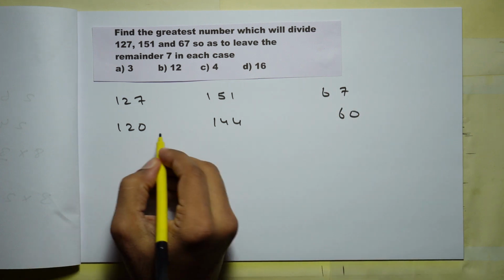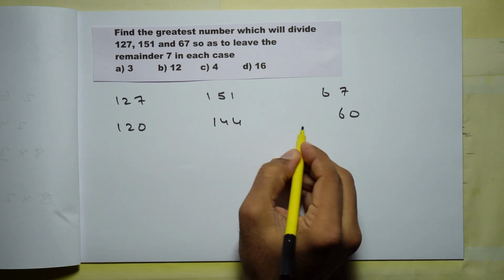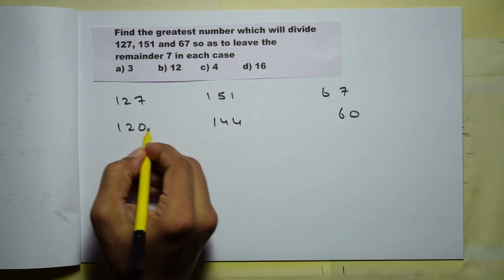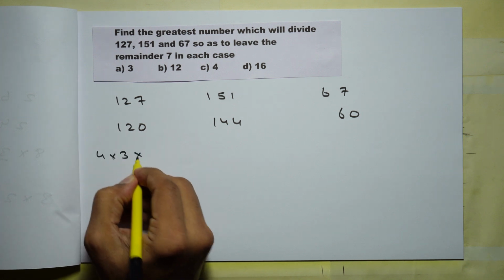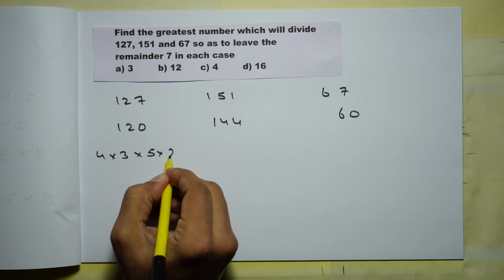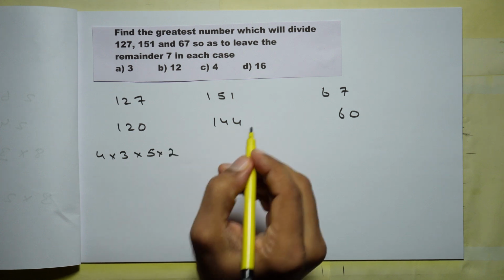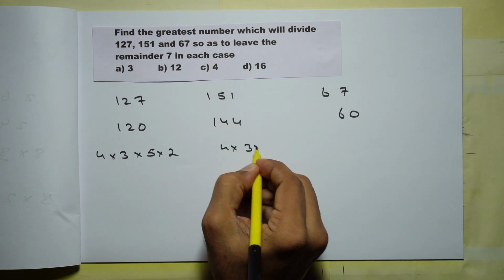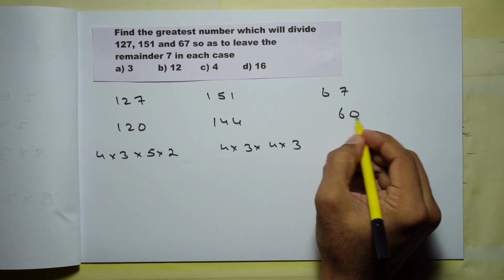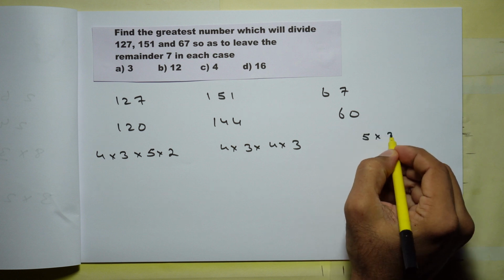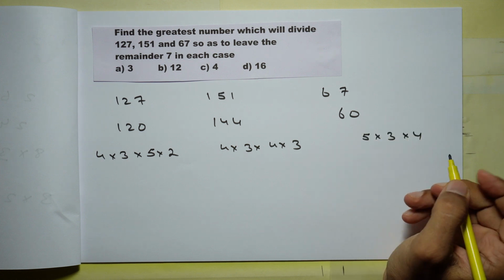So the greatest number which will divide all these three numbers. We'll just split them into factors. 120 is 4 into 3 into 10, so I'll write it as 5 into 2. 144 is 12 into 12, so 4 into 3 into 4 into 3. 60 is 15 into 4, that is 5 into 3, 15 into 4.